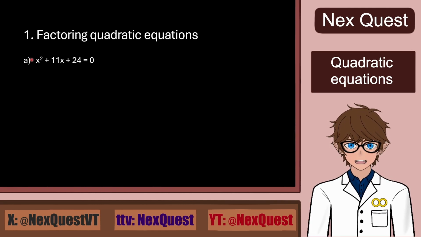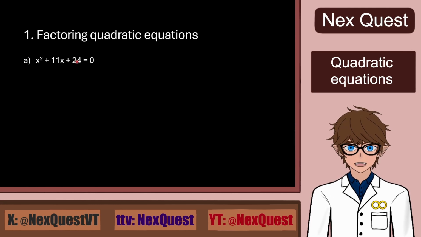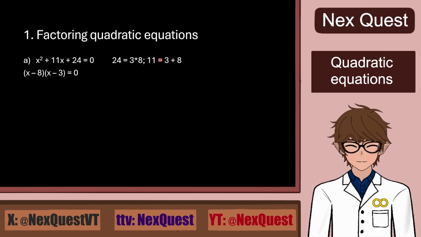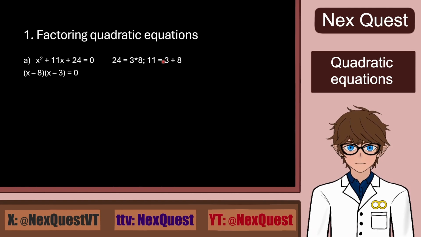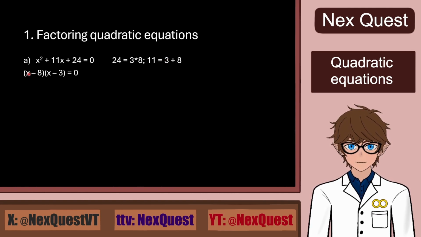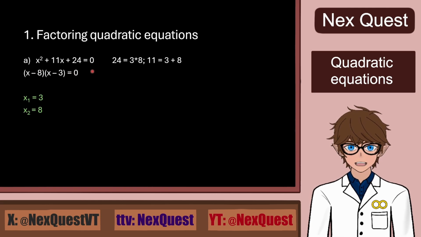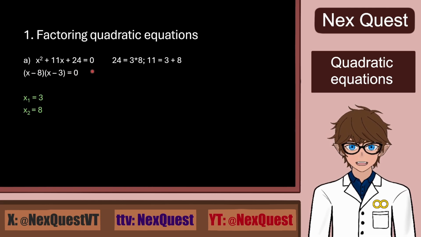So we have x squared plus 11x plus 24. We know that 24 can be written as a multiplication of 3 and 8, and the 11 is the sum of 3 and 8. So simple and easy. x minus 8 times x minus 3 is 0, x1 is 3, x2 is 8.